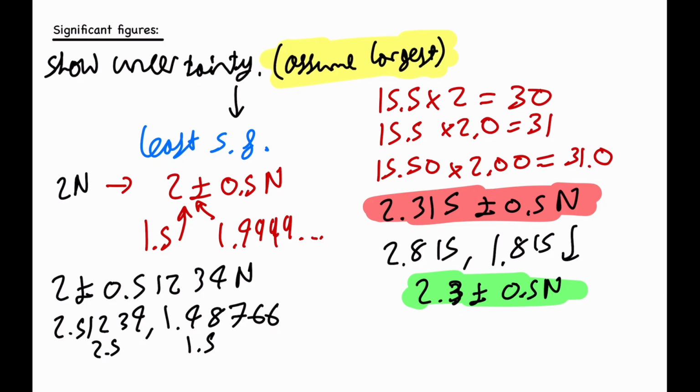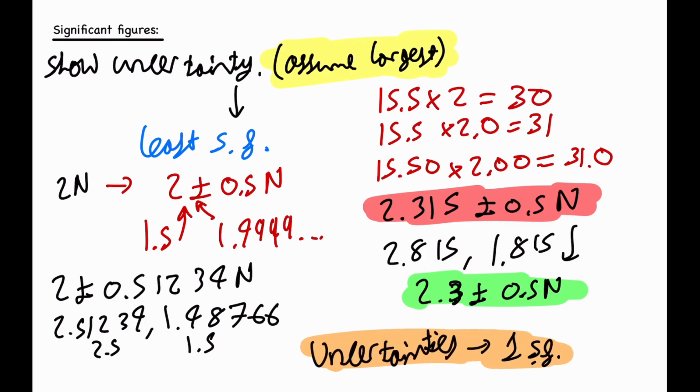So we never leave uncertainties to more than two significant figures. And most of the uncertainties, you would rarely see two significant figures for uncertainty. So normally most uncertainties are left to one significant figure. So it's very important to remember this.